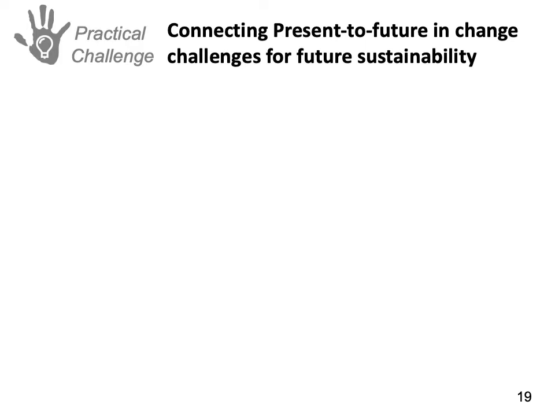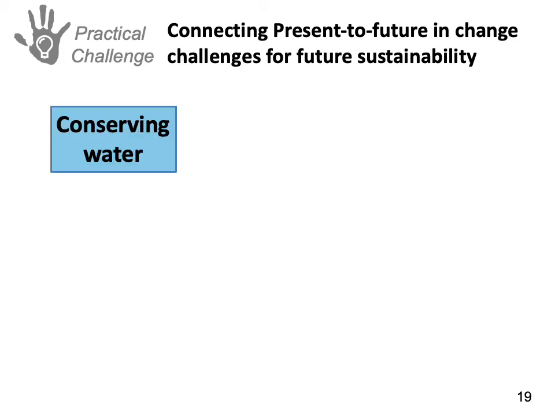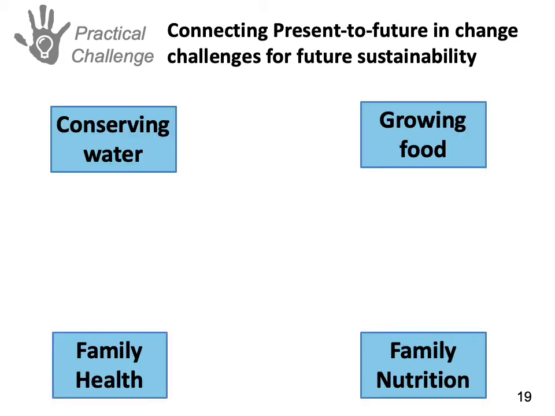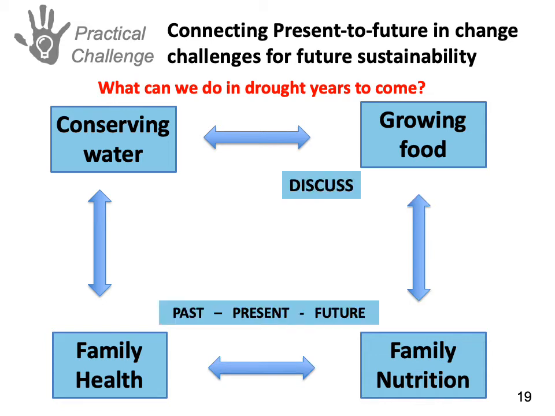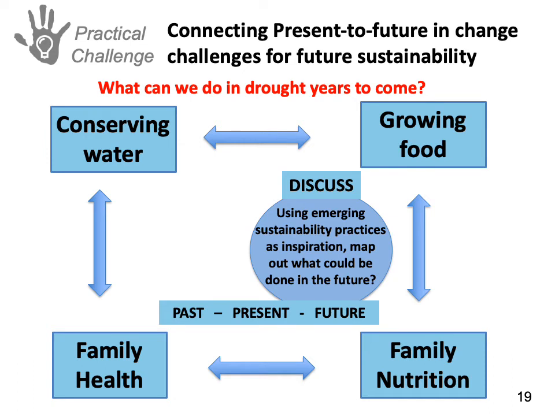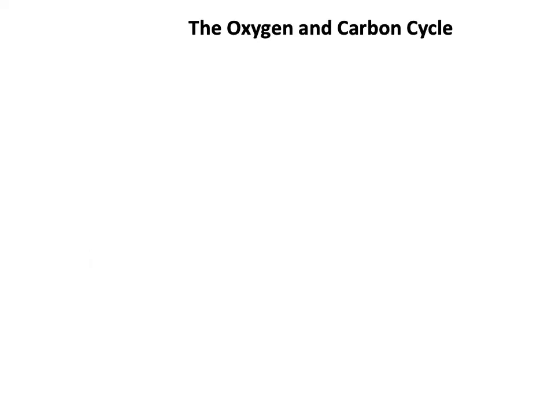Now we wanted to connect the present to the future in the next series of lessons and bring in change challenges for future sustainability. Again, conserving water, growing food, family health and family nutrition, all really important to focus on. What can we do in drought years to come? And what are the connections that we could discuss in terms of past, present and future? Using emerging sustainability practices as inspiration, map out what could be done in the future. This would be the task that the students would be given.